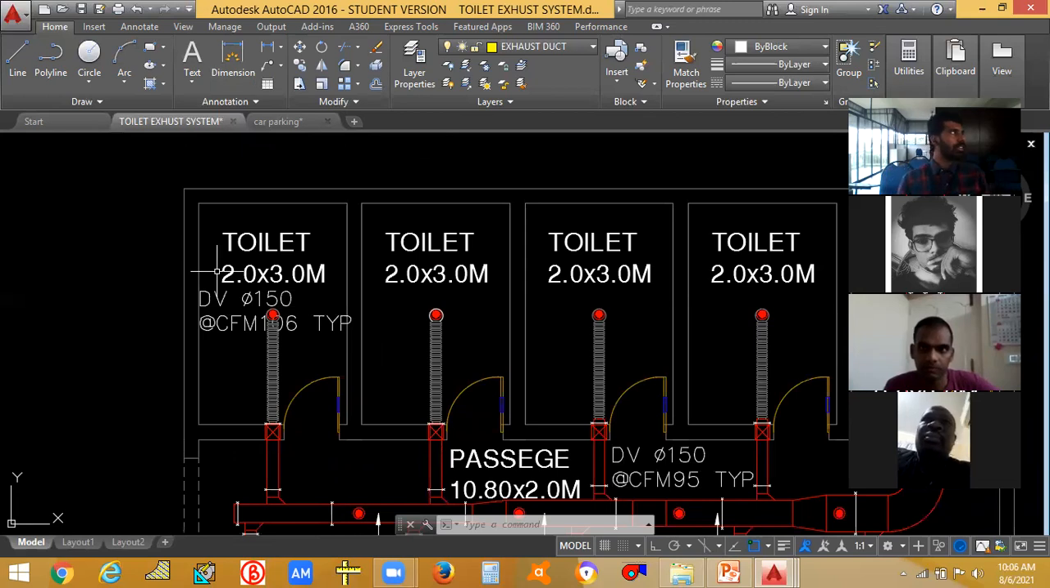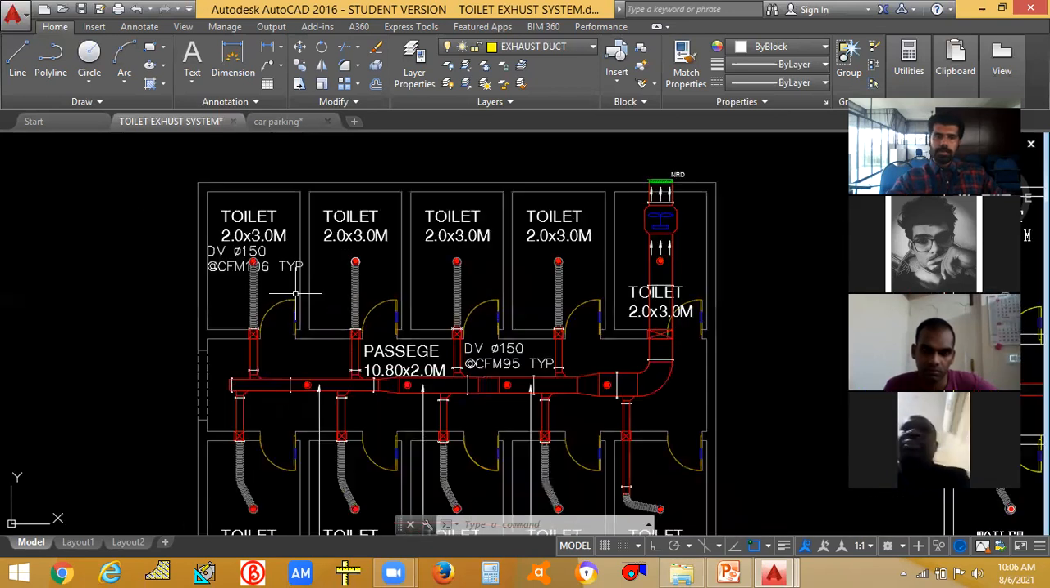Sometimes it can go beyond 3 meters also. Sometimes some people build their house with double height also. But in the normal case, the height of a one-story building is 3 meters. So the first thing you need to know is the volume of the toilet. Here you can see the toilets are the same. All the 10 toilets have the same dimension.